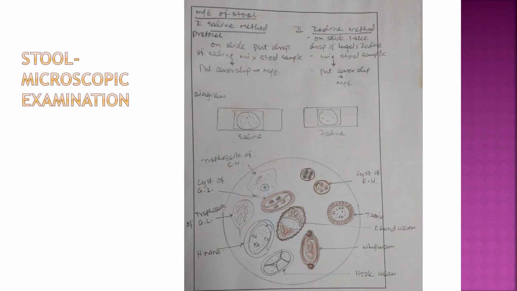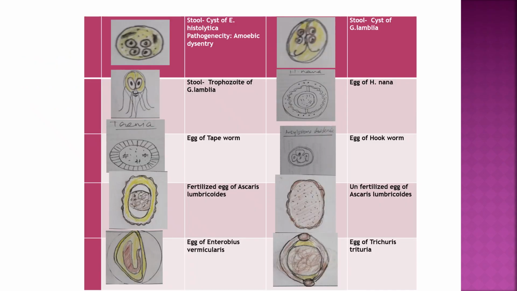In stool microscopic examination, we can see different morphological forms of the parasites. First is the cyst of Entamoeba histolytica. In that we can see 4 nuclei. Then the cyst of Giardia lamblia. In that we can see 4 nuclei, but the cyst is usually oval. Then the trophozoite of Giardia lamblia. In that we can see flagella.